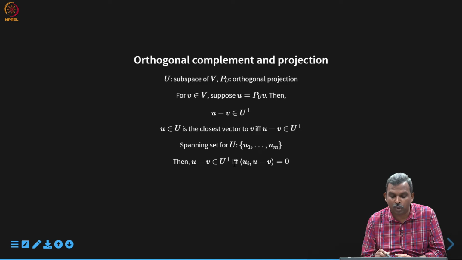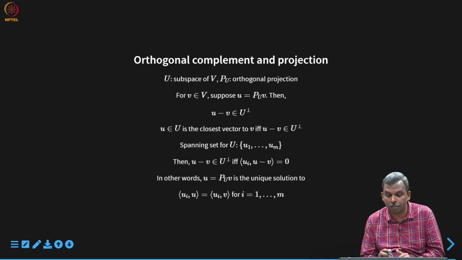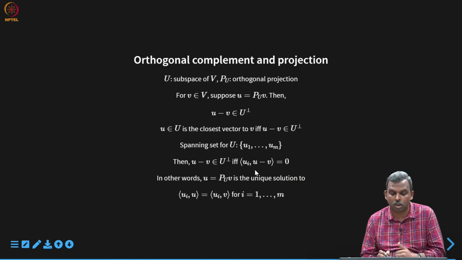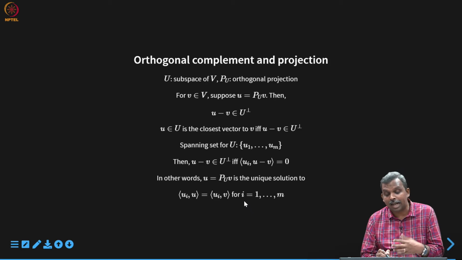Notice where we are going here. We are going in an interesting direction as far as the orthogonal complement is concerned. We had one way of doing the orthogonal complement. I will give you another way of thinking about it. In other words, this U, which was the orthogonal projection of V onto the subspace U, is also the unique solution to this set of equations. You take any spanning set for U, and it is the unique solution to the inner product of u_i and u being equal to the inner product of u_i and v, that is, u_i inner product with U minus V being 0 for all of the vectors in the spanning set. So this is another way of doing the projection.